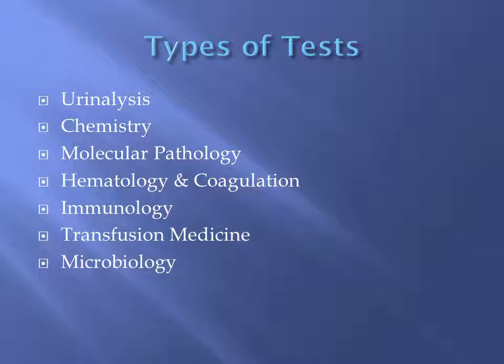Immunology is a test to detect specific antigens, toxins, peptides, and antibiotics by a variety of methods. Transfusion medicine covers services associated with blood transfusions. And microbiology is the identification of a specific bacteria, virus, parasite, or fungi.